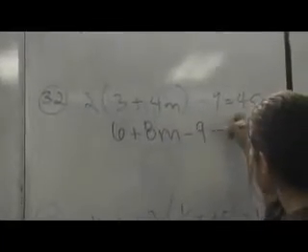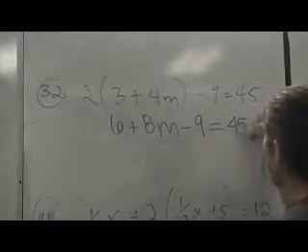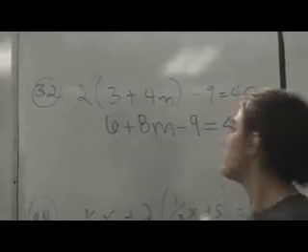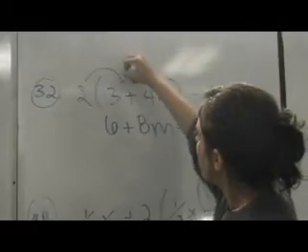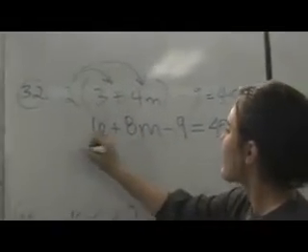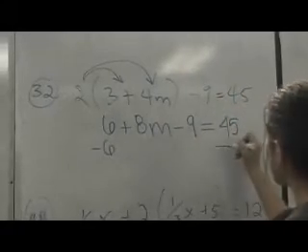8m minus 9 equals 45. Good. She distributed. Can you put the little arrow above the 2? You know how we distribute? We put the little arrows there? Good stuff. Everybody see that? Write this down if you haven't written it down. And then you subtract 6 by both sides.